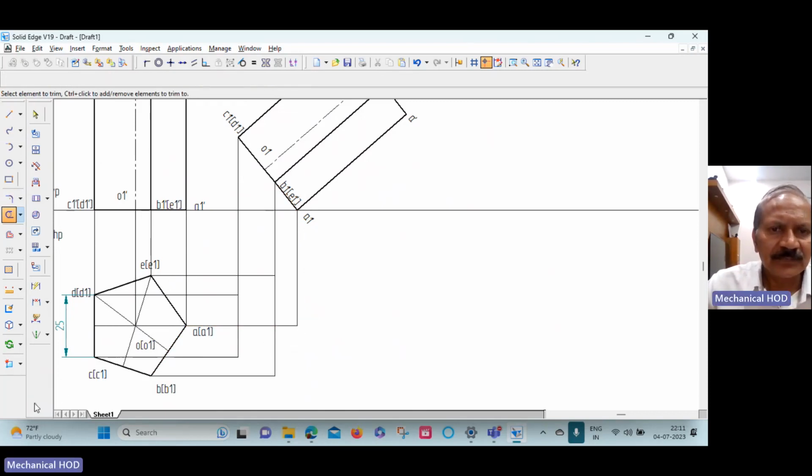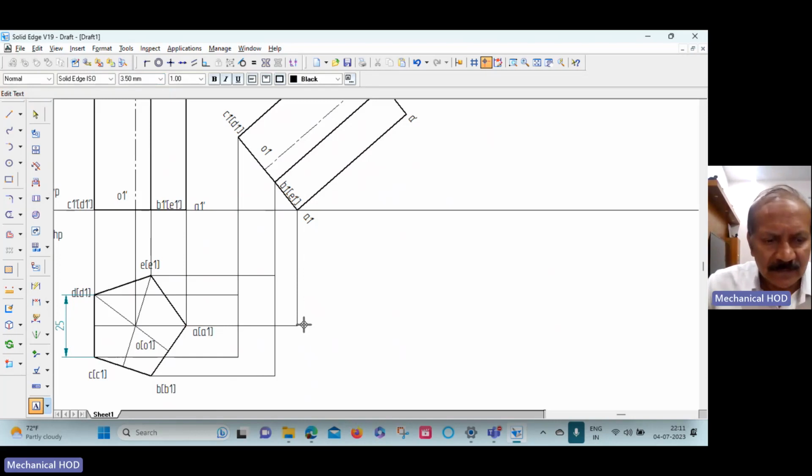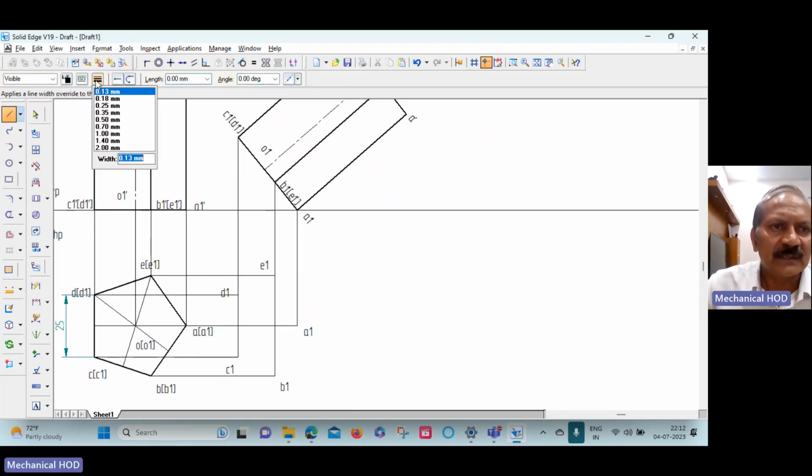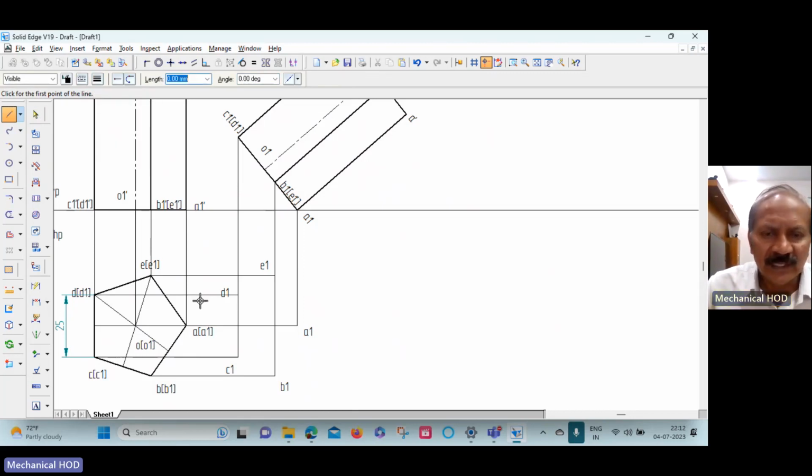Immediately you name it. So this is A1, B1, C1, D1, E1. Then join A to B, B to C, sequentially by a dark line.